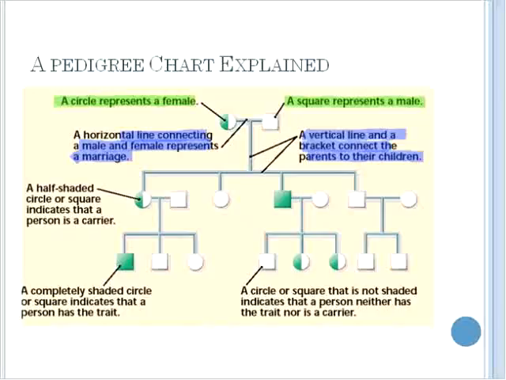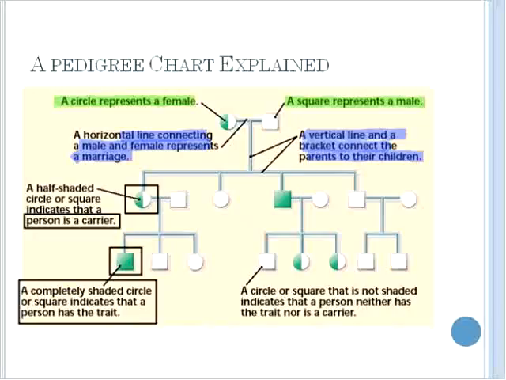When you have a half-shaded circle or a square, this indicates that the person is a carrier for that disorder but is not showing the disorder themselves. Whereas a completely shaded circle or square indicates that the person has the trait. If the circle or square isn't shaded, the person neither has the trait nor are they a carrier, in typical fashion.